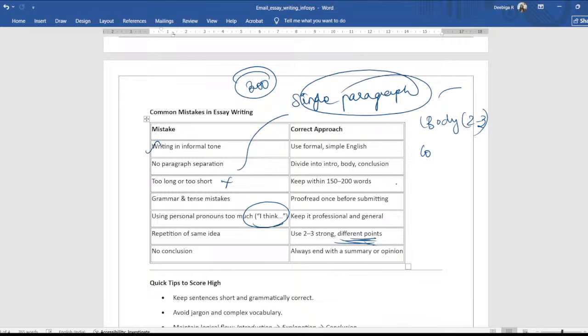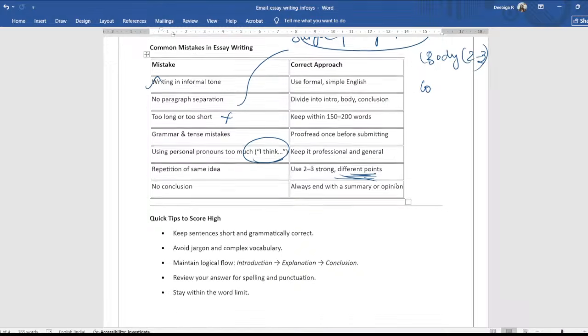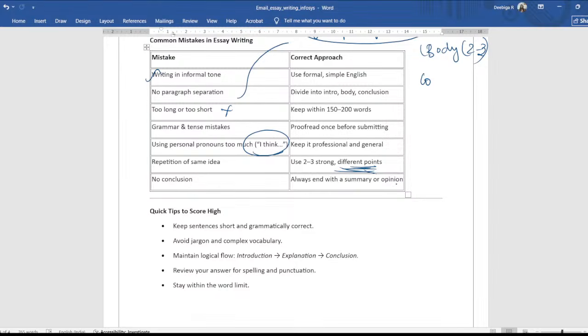If you use intro, body, conclusion, follow proper grammar rules, and stick to the word limit, then you're good to go. No problems. Quick tips: stay within the word limit, maintain the logical flow, as I said, intro, explanation, conclusion. Spelling and punctuation are also very important, be grammatically correct, and don't use too much complex vocabulary, stick to medium vocabulary.